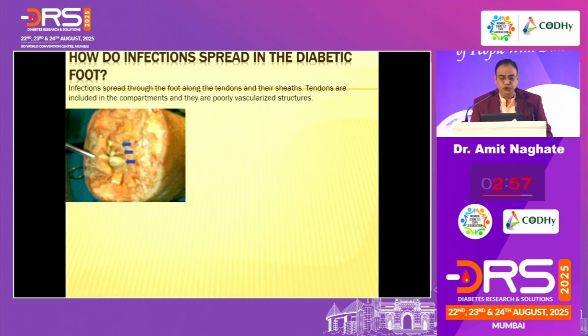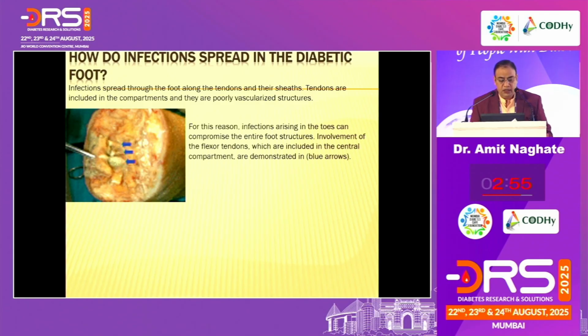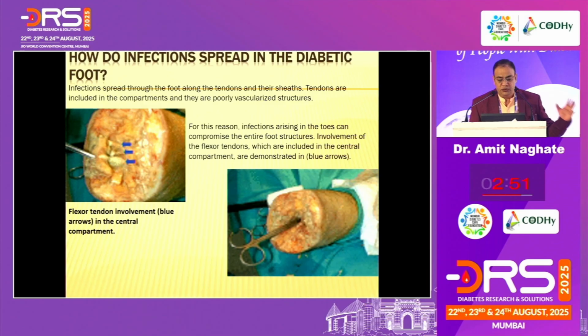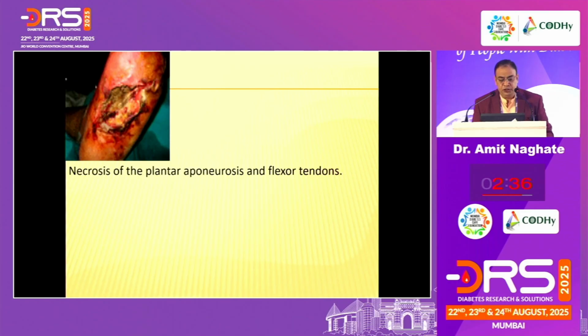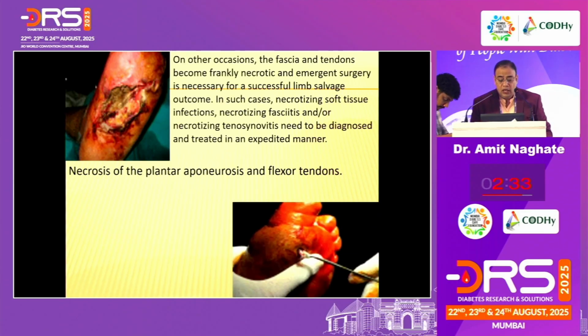The infection usually spreads along the tendons. Any tendon in an infected area is going to spread the infection along with it. This is where the central compartment is explored. If you can see, it is deep. The central compartment needs to be removed or explored completely to prevent further complications. This is necrotizing tissue. We need to remove the tissue completely.